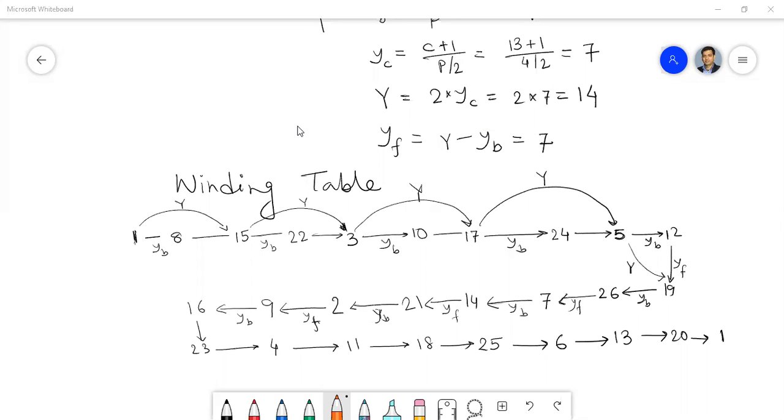Sir, is there a formula? There is a formula actually. You have to 2cn by a. Tell me.